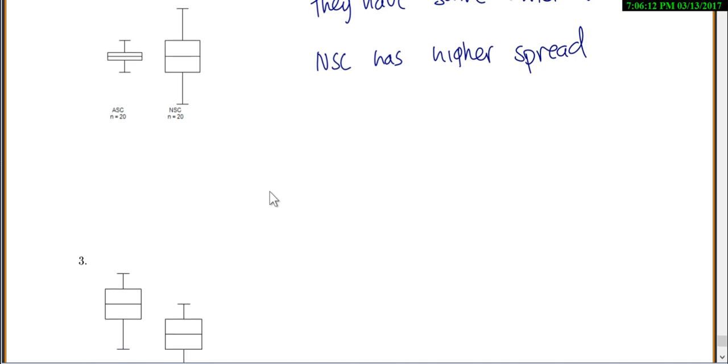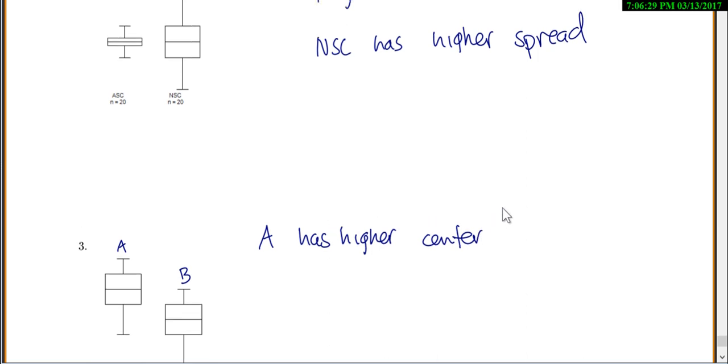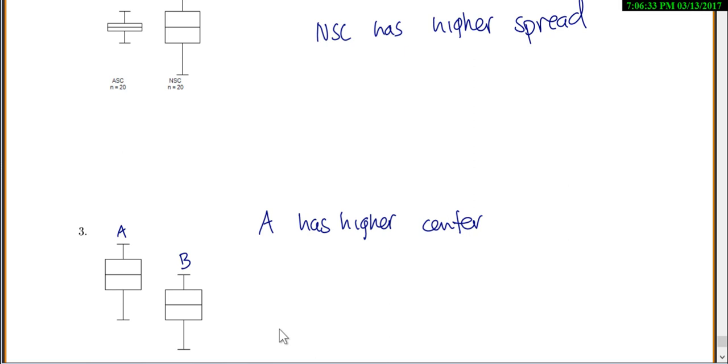And number 3, looks like my second one is much lower. So let's call these A and B. So A has a higher center. But which one is more spread out? I agree. I do think that they have the same spread.